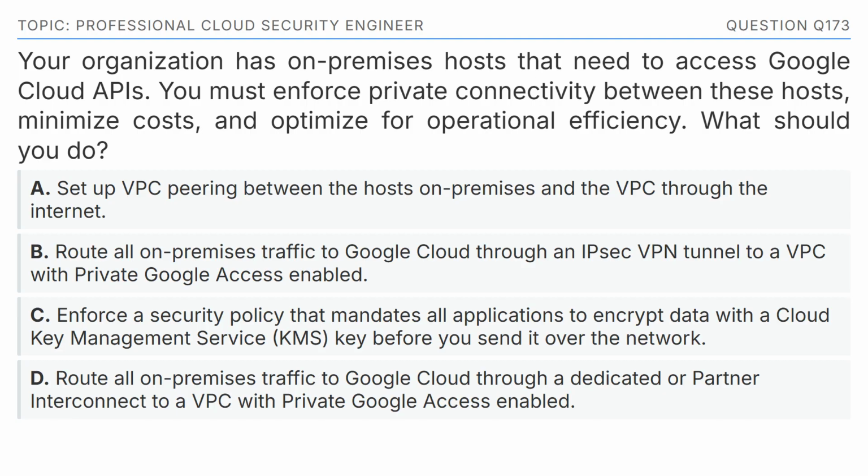Option C, enforce a security policy that mandates all applications to encrypt data with a Cloud Key Management Service (KMS) key before you send it over the network. Option D, route all on-premises traffic to Google Cloud through a dedicated or partner interconnect to a VPC with private Google access enabled.